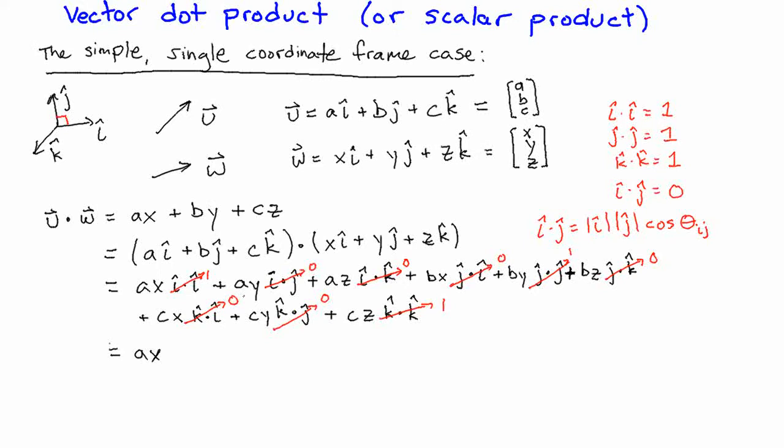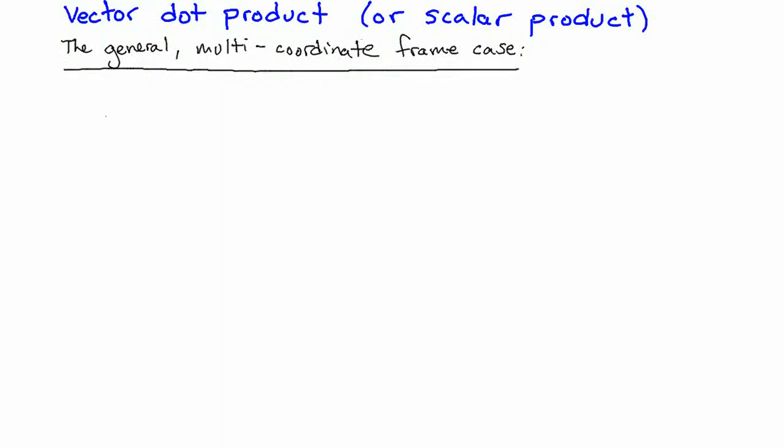And of course the result is what we had in the first place, which is AX plus BY plus CZ. So you may be wondering where I'm going with this. And the answer comes when we have a more complicated system with more than one coordinate frame. So now let's do this where we have two coordinate frames.